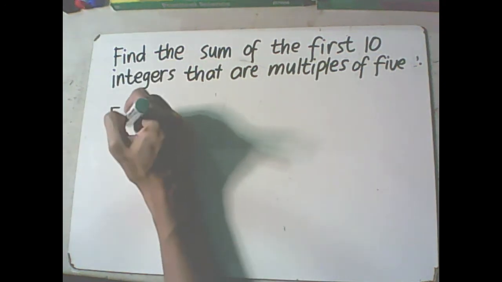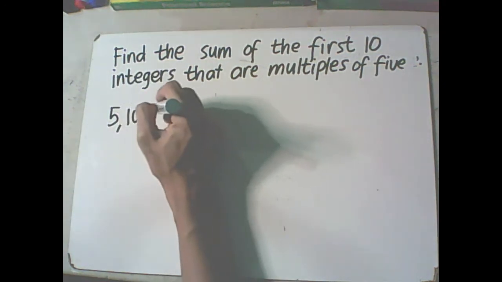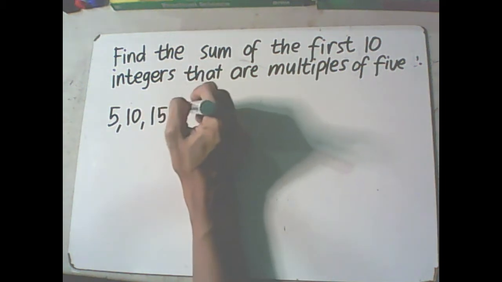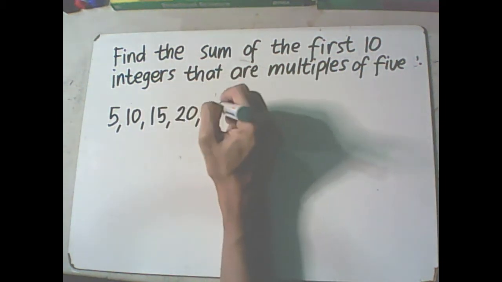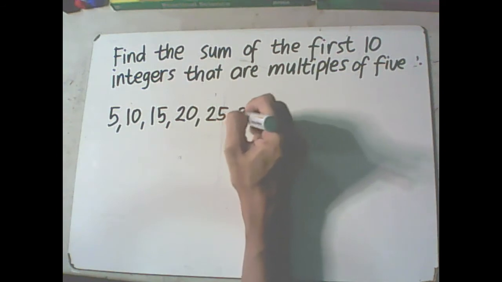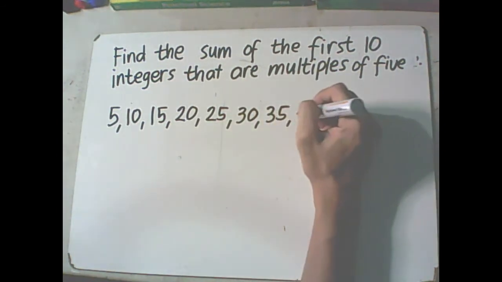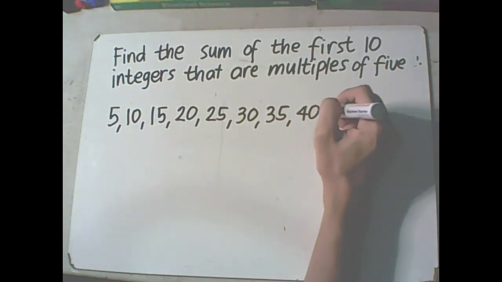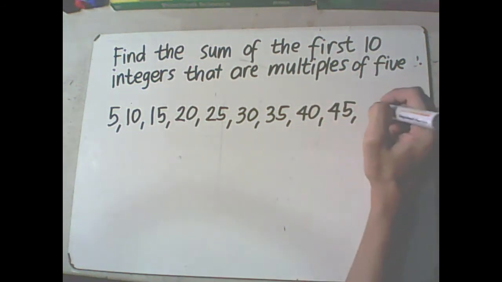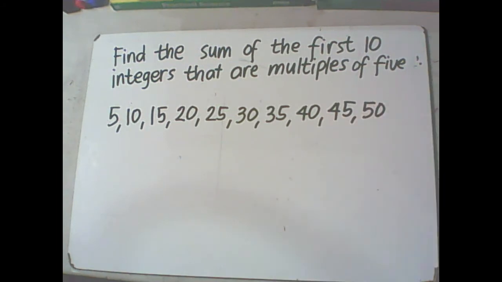It is followed by 10, 15, 20, 25, 30, 35, 40, 45, and 50. So that makes the sequence of 10 terms whose terms are all multiples of 5.